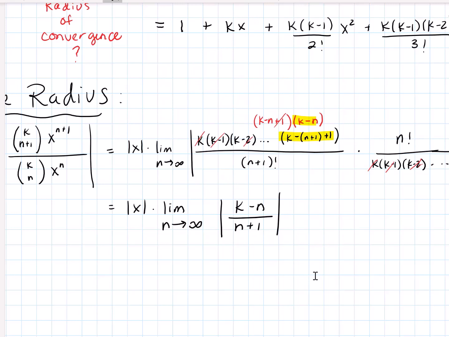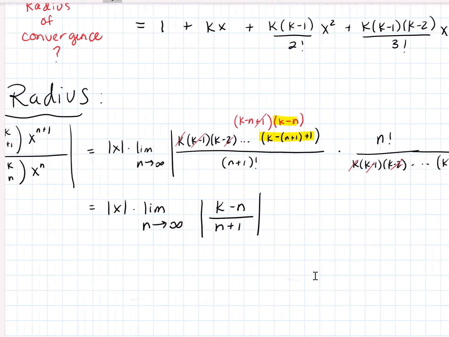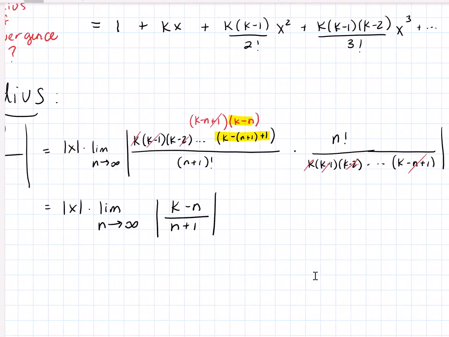And so that is in absolute value. I can't drop the absolute value because we don't know if k is positive, negative, fractional, whatever. We don't know in this proof. We have let k be any real number. So we'll leave it as is in the absolute value. This is going to become the absolute value of x, and then the limit as n goes to infinity. k is a constant, and so what would be helpful right here is if I multiplied top and bottom by 1 over n, and then this is going to become the limit of the absolute value of k over n minus 1, divided by 1 plus 1 over n.